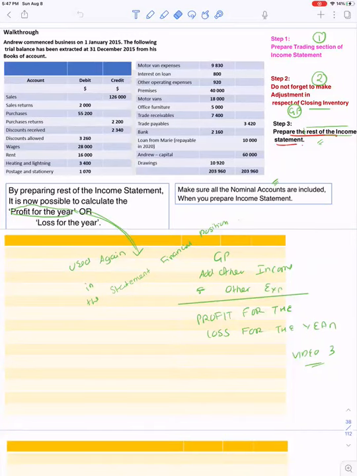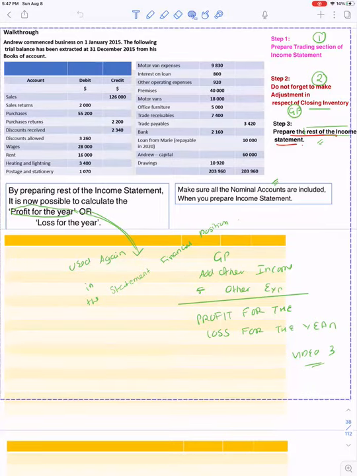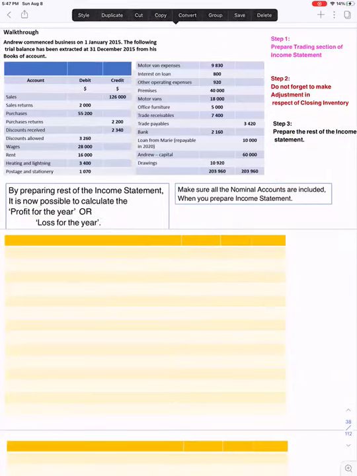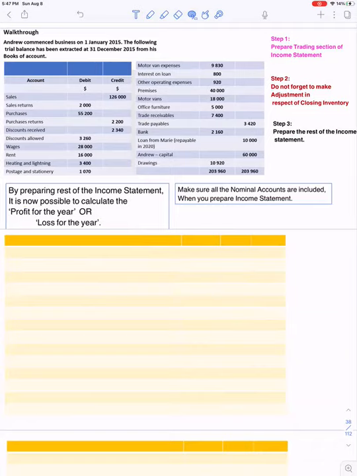Everyone. So in our previous video, we had done the trading section of this example, which is from the textbook. Let's go ahead and prepare an entire income statement, which includes the gross profit as well as the profit for the year. Please remember, when you make the income statement, the heading is very important. So I am making the income statement for the year ended 31st of December 2015.